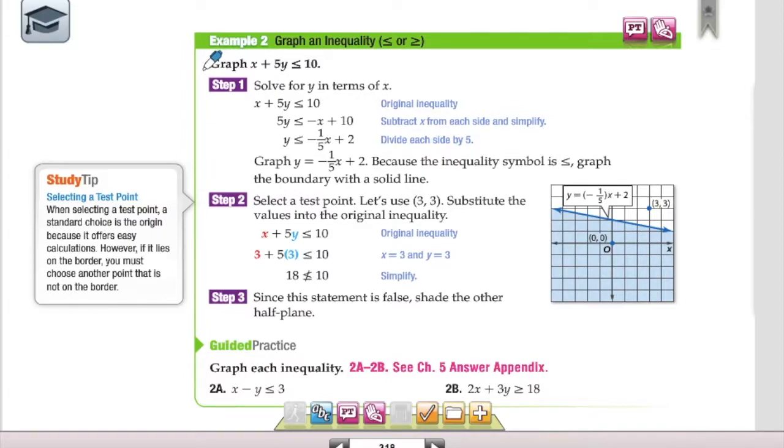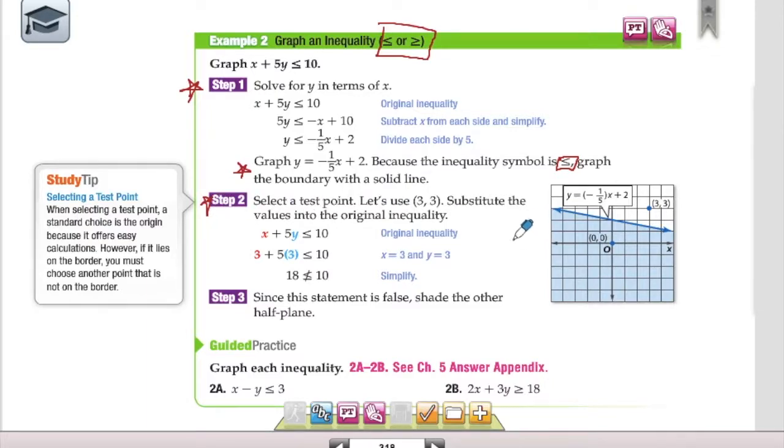In example 2, we have graphing an inequality using less than or equal to or greater than or equal to. Still same first step, to solve for y in terms of x, and then graph that equation on the line. And because it is a less than or equal to sign, you're going to connect those points with a solid line. Then you're going to test using a point.